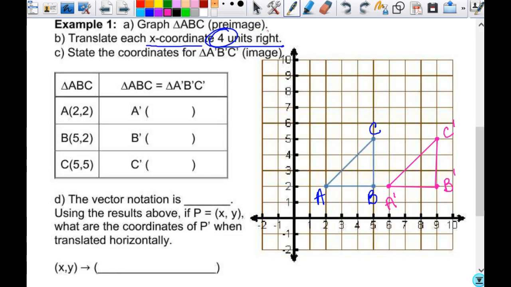Now, what you should have already fully comprehended here is that since all I'm doing is moving 4 units to the right, my y values did not change at all, right? So for my original figure, my original points here, the y values all stay the same. And since it's 4 units right, that's a positive 4, and I literally just add 4 to each x-coordinate. That gives me 6, 2, 9, 2, and 9, 5, and those are the points that we plotted over there, right? And it's a pretty basic thing.